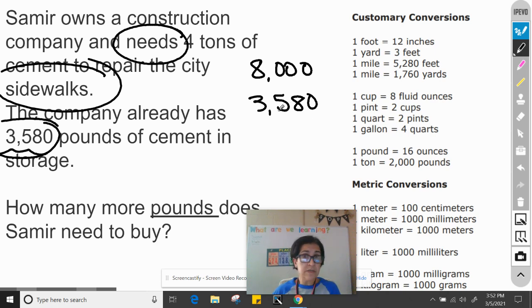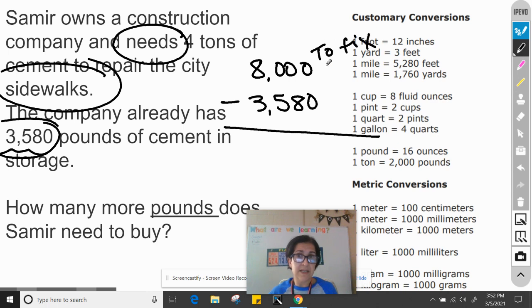So when he goes to the store to buy, because he does need to buy more cement, he doesn't have enough. He only has this, right? He needs 8,000. So when he goes, he's not going to buy 8,000 pounds because then he's going to have too much. But how much is he going to buy? Let's take away what he has from what he needs to see what he has to go and buy at the store.